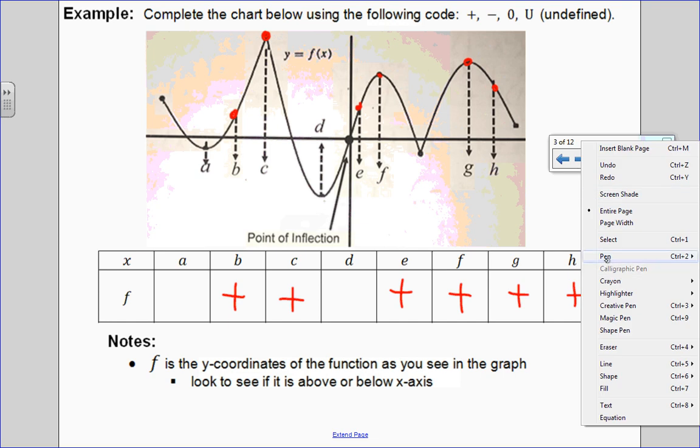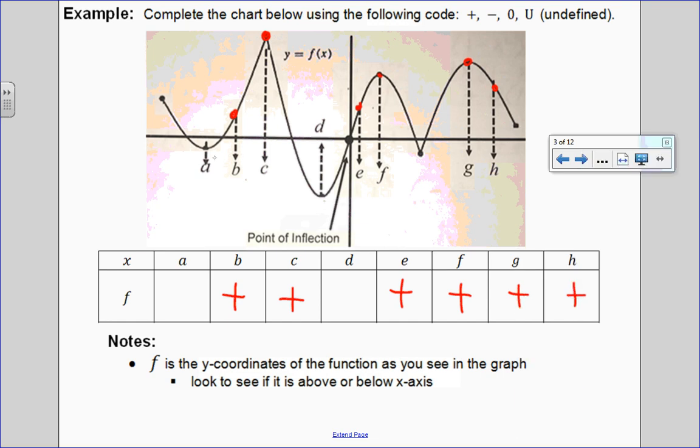Then I'm going to look at points where it is below the x-axis, like here, here, and those points there would be negative. So at A and D, it's negative.